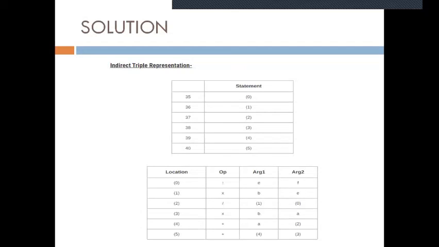And the indirect triple representation is similar to the previous triple representation, but instead of directly pointing to that particular answer, we are using an indirect representation, or indirect pointers, for the triple values. So that is called indirect triple representation. This is the answer for the indirect triples.